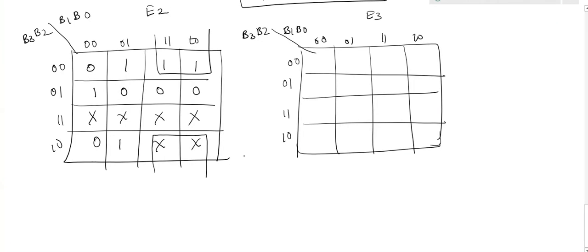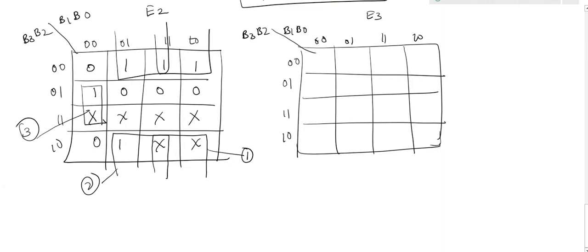Then this is my group number 1. Now we can make a quad of this and these two cells. This is group number 2. And we can make a pair of this, that is group number 3. Now we'll find out the expression.